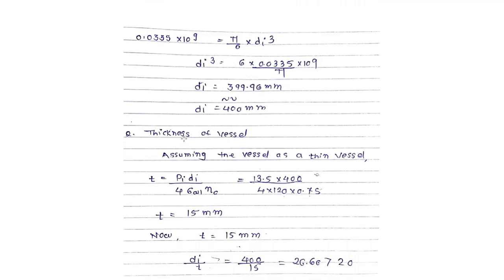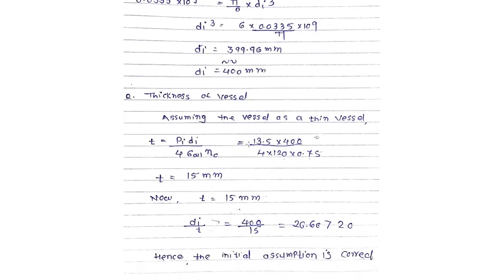After that you find the thickness of the vessel. The formula is t is equal to p into di divided by 4 times sigma all into ηc. Put all the values you have just calculated, and here you get t equal to 15 mm. Again you have to follow the same procedure.